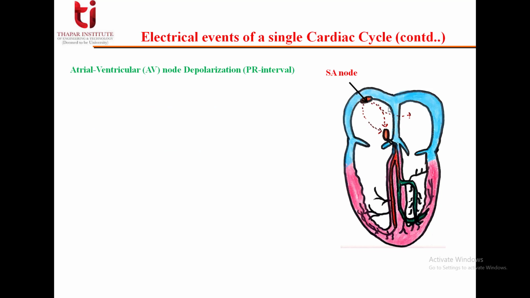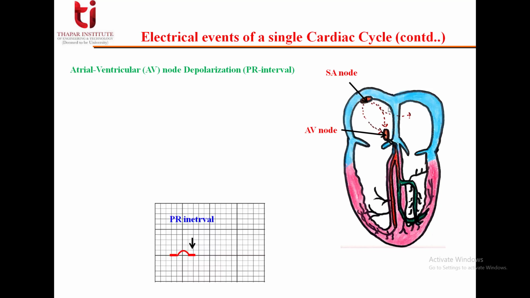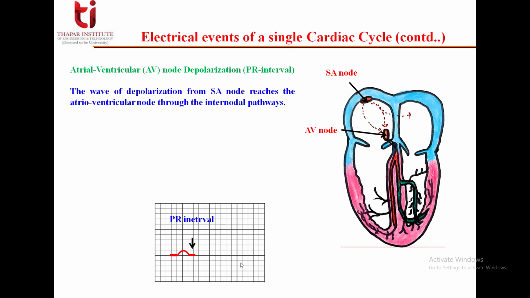Now next is atrioventricular node depolarization, and it basically shows the PR interval. This is the AV node, that is the SA node. So now what will happen? We have to show this. If you see, this is the PR interval in this figure.